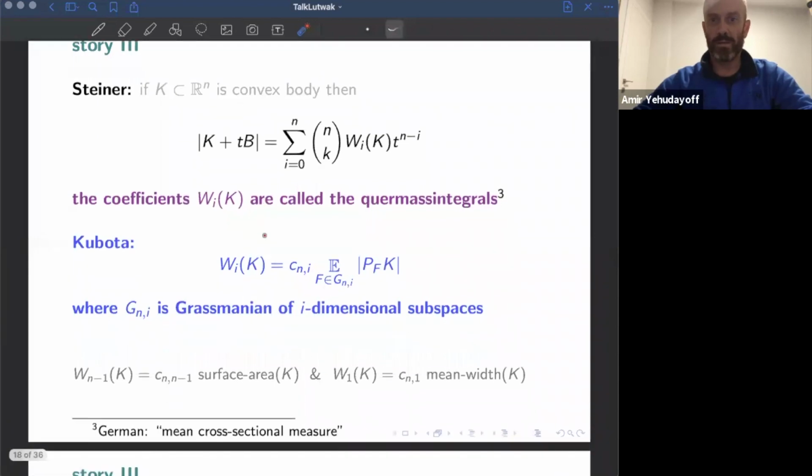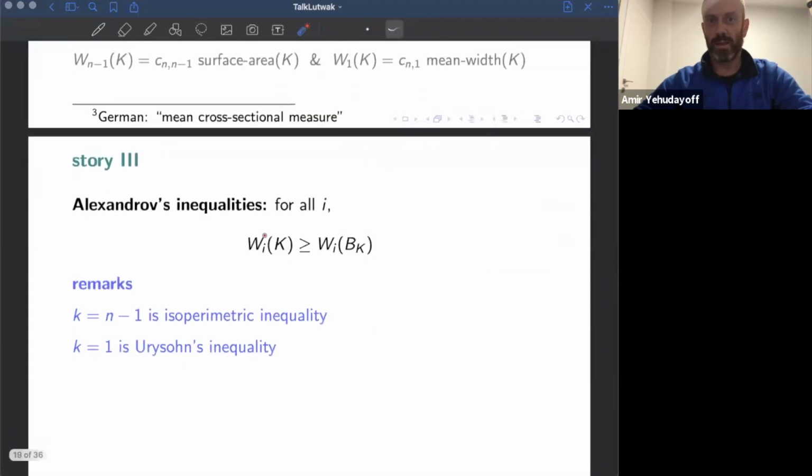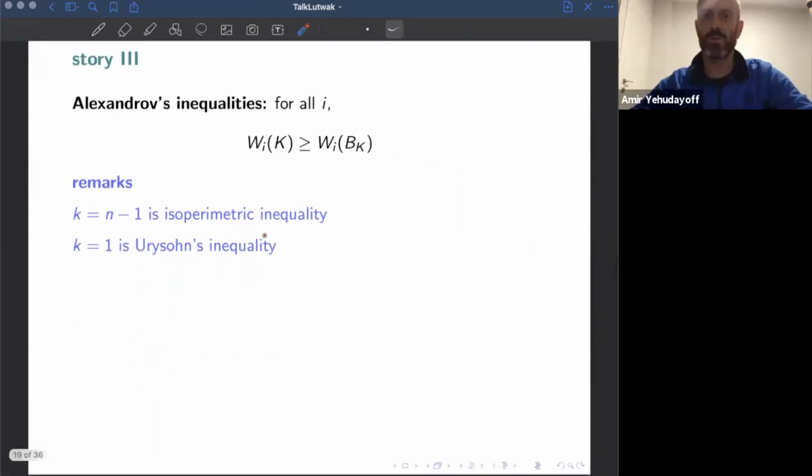And before the problem, now Alexandrov proved a list of inequalities with these numbers. In all of these numbers, you can replace K by a Euclidean ball and get a smaller quantity, and many more isoperimetric inequalities. So when i is equal to n minus 1, this is the standard isoperimetric inequality. When i is equal to 1, it is called Urysohn's inequality about the mean width of a convex body. And now you have many more of them for i equal 2, 3, and so forth.